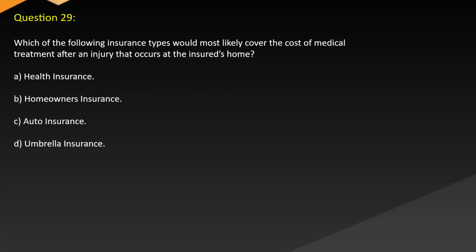Question 29. Which of the following insurance types would most likely cover the cost of medical treatment after an injury that occurs at the insured's home? A. Health insurance. B. Homeowners insurance. C. Auto insurance. D. Umbrella insurance.